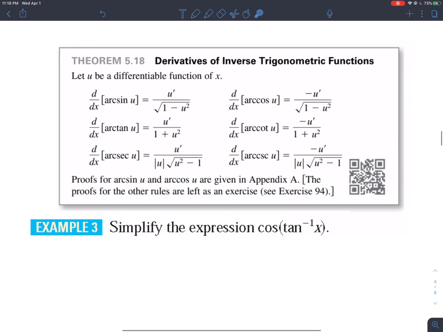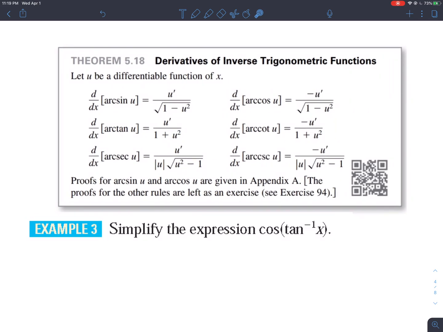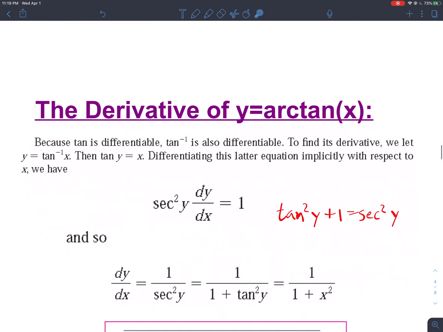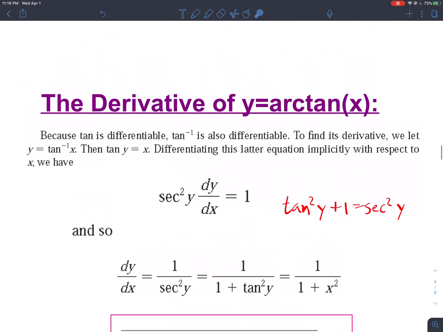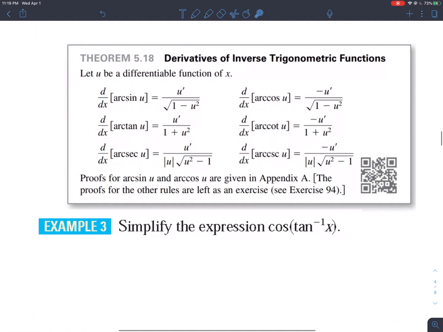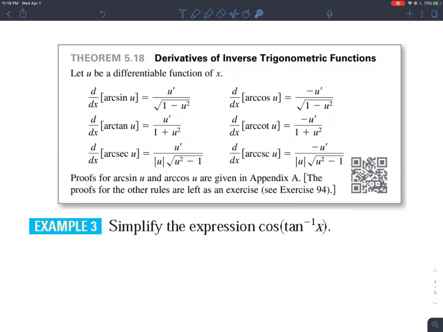All 6 inverse trig function derivatives right here. Notice the next example, we are actually going to play with a little bit. I've got the derivative of inverse tan right after. We're going to work this or discuss this in a moment. But the 6 trig derivatives, you can pause the screen and write these down.